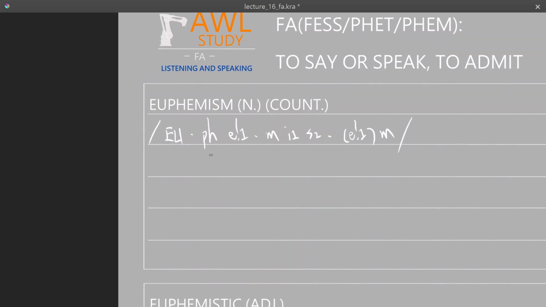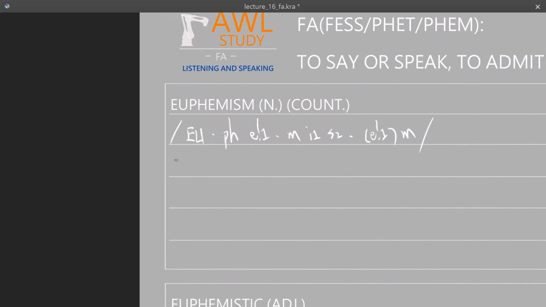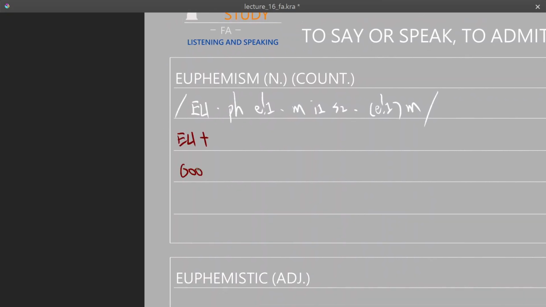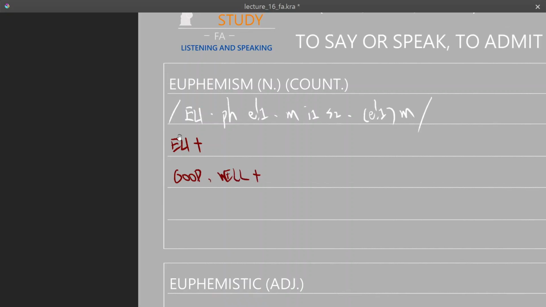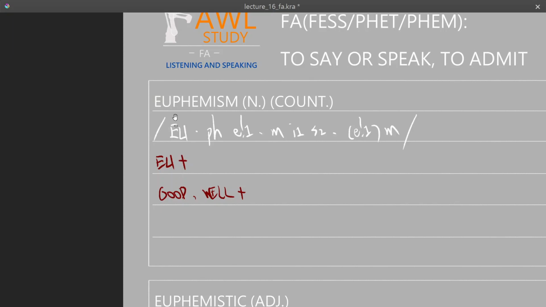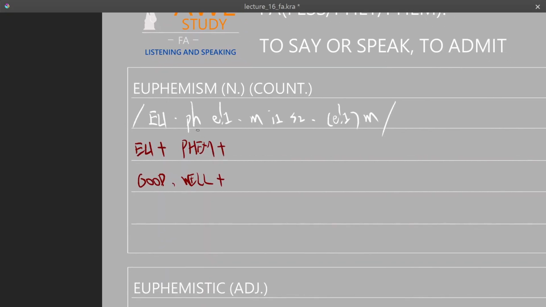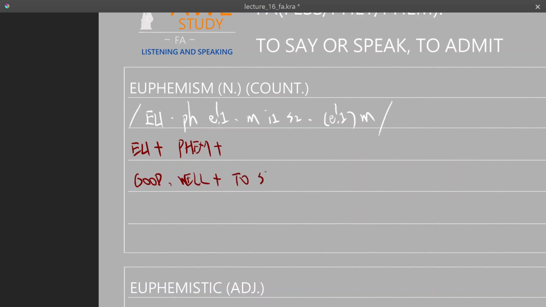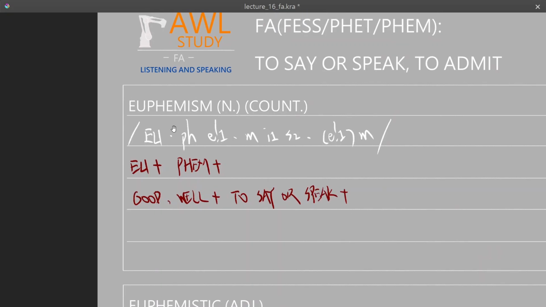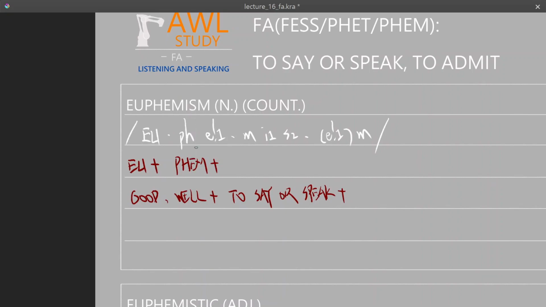And we have the root U. The root U means good or well. And we have the next root, fam. Fam literally means to say or speak. And lastly, we have ism, the noun suffix ism.